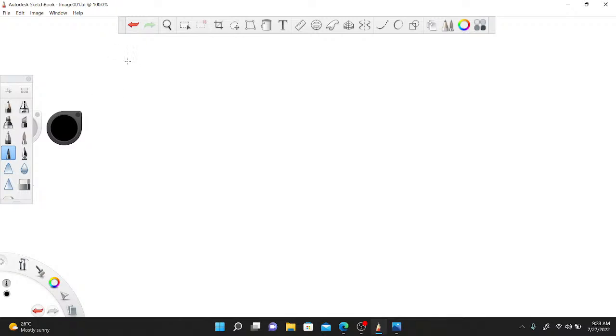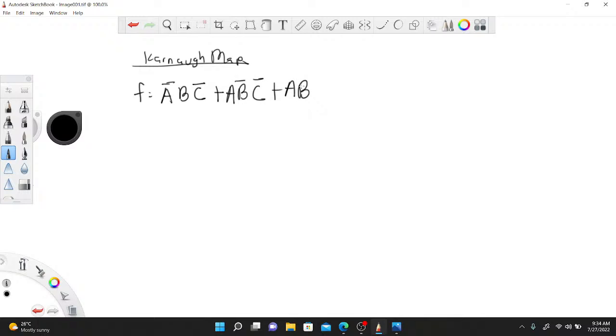So if we want to start with the K map right now, to draw that, when you're given a certain function, the function I have here is a very, very simple one. A complement B C complement plus A B complement C complement plus A B complement C plus A B C complement. You understand? We could solve this the usual way, but let's go with the Karnaugh map so that you can get a handle of it.